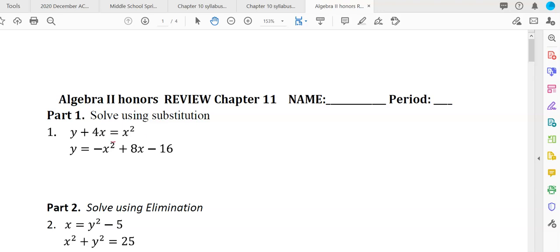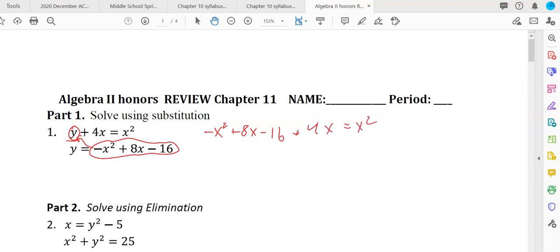Okay, let's use substitution on this one. So we're going to take this and plug it into the other equation for y. So everywhere there's a y, we're going to write it in with parentheses. Of course, it doesn't really matter in this case, it's going to be multiplied. Negative x squared plus 8x minus 16. That's your y plus 4x equals x squared.